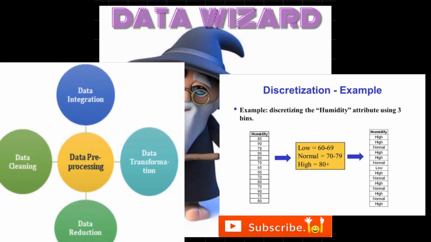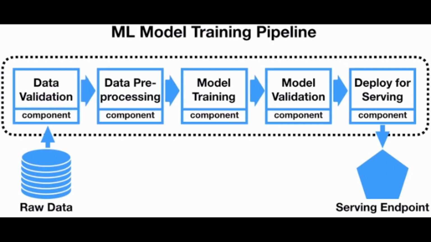Before that, we will also understand where the data preprocessing section exists in the machine learning model training pipeline. As you can see on the screen, the raw data, when extracted from the resources, first goes through data validation. And after the data validation, the data preprocessing occurs. So the data preprocessing component, as you can see on the screen, is that part.